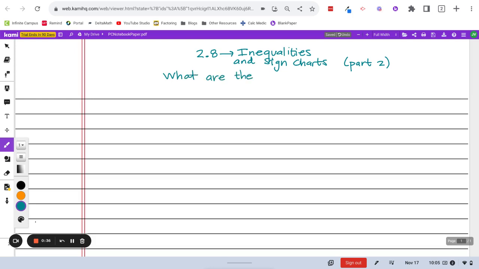And as we're working through this, I want you thinking about what the key values are and how we're going to come up with them, because they're a little bit different than they were last time.